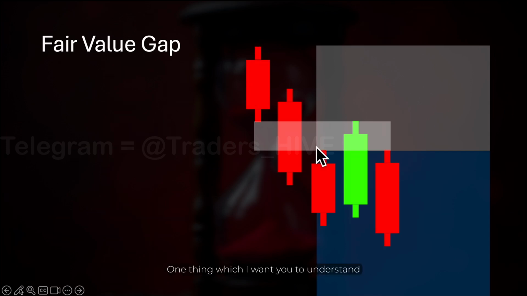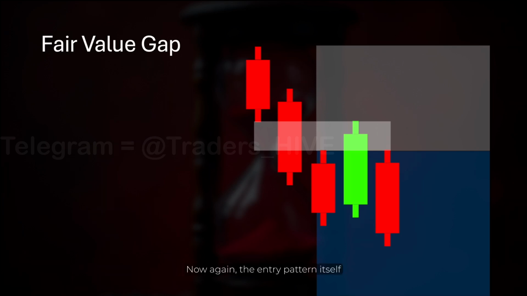One thing which I want you to understand is that it's possible that there are multiple fair value gaps in a row. In my chart example, you can see that that's not the case because I've chosen to just show one fair value gap. But if there is another fair value gap above here, you must allow for the market to trade into that fair value gap, meaning your stop will even be wider then.